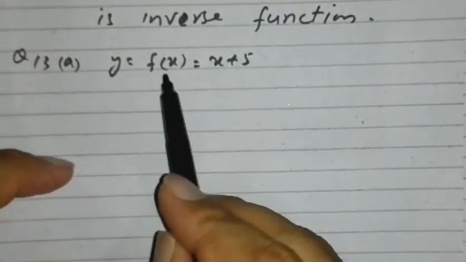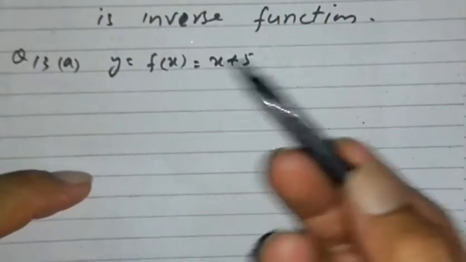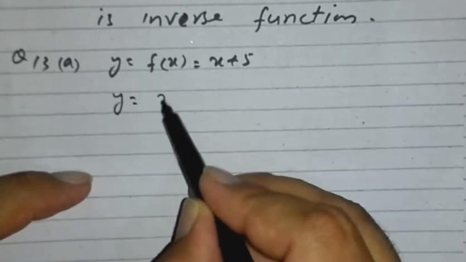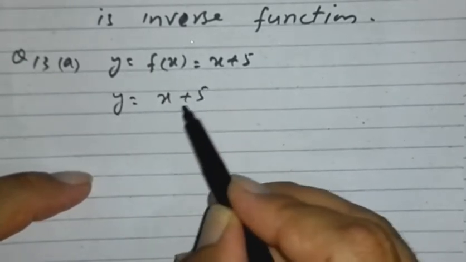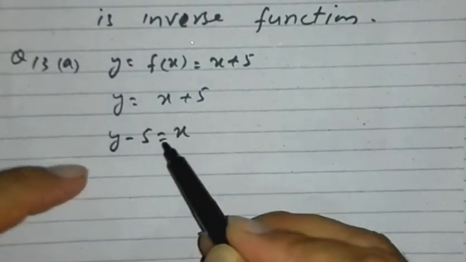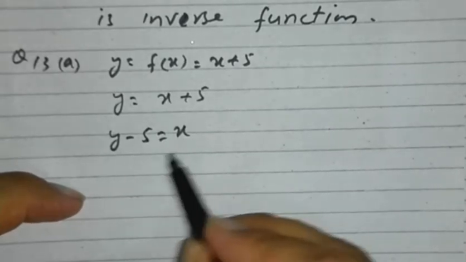y equals f of x equals x plus 5. Find f inverse of x. So take y equals x plus 5. Shift this 5 to the left side, we get y minus 5 equals x.